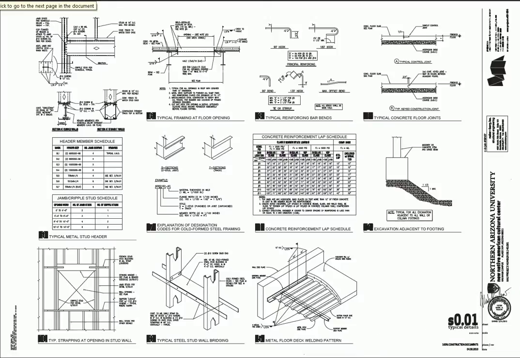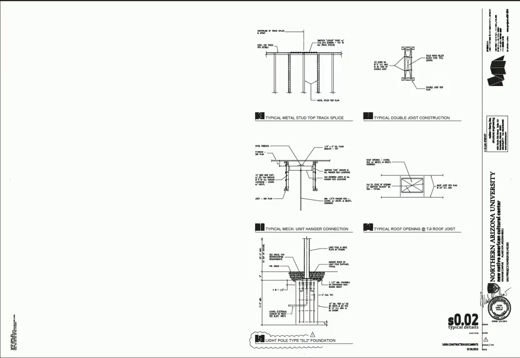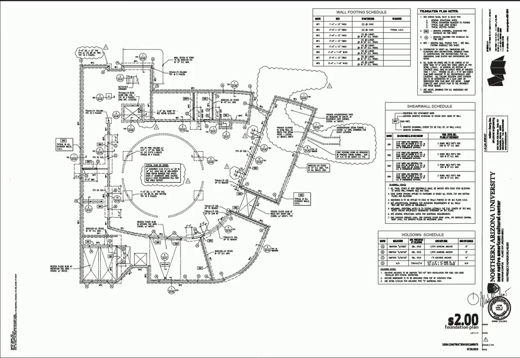We can see that it's a set of typical details. Typical details are kind of boilerplate. They're nothing special. They're just the way many of the parts of the building are put together in similar fashion to other buildings. We'll see later a lot of specific details that were created just for this job. Another set of typical details. Usually the next thing we see are plans.